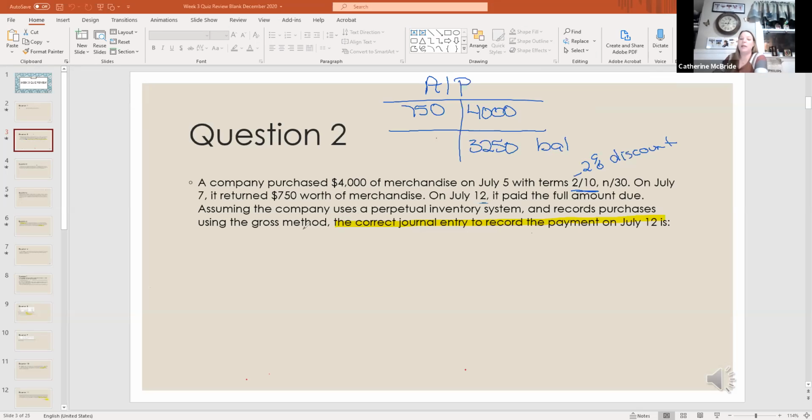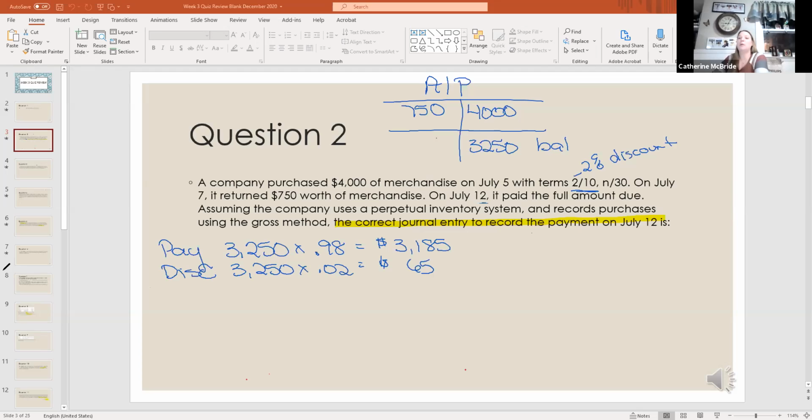All right, so we get a 2% discount. So we know that we're going to have to pay $3,250 times 98%, or we're going to pay $3,185. That's what our check is going to be written for. And our discount is going to be 2%. So times 2%, our discount is $65.